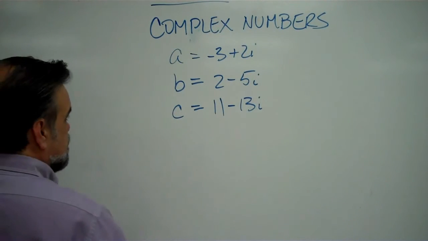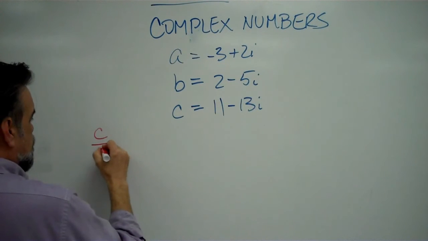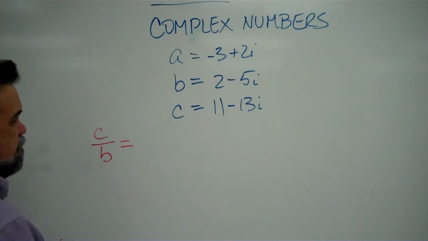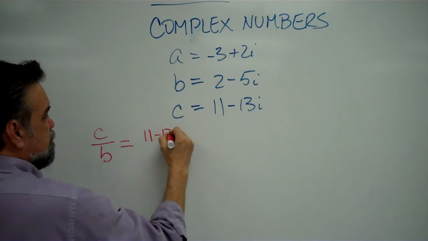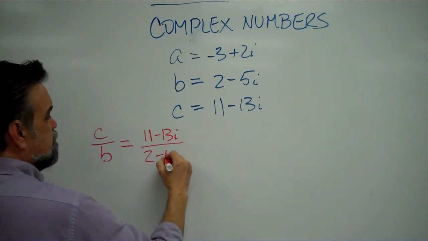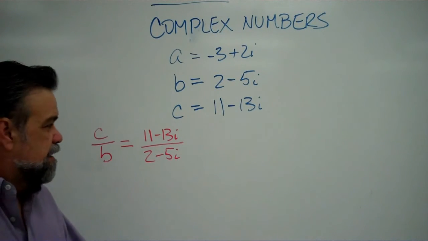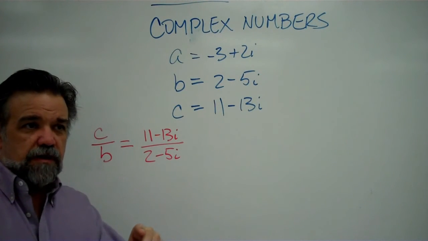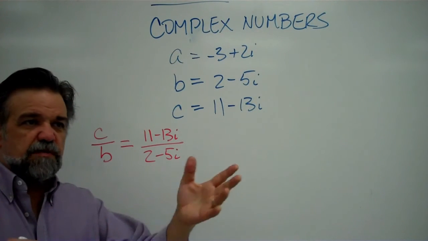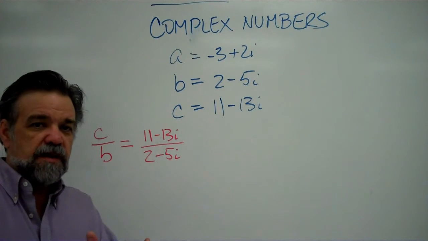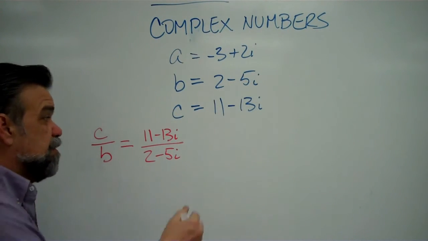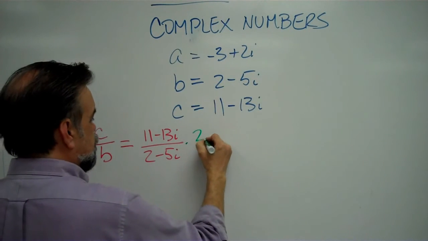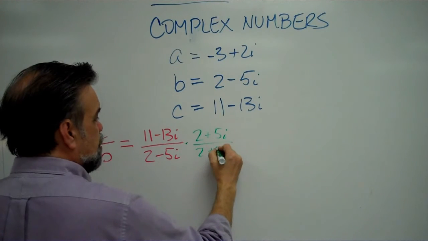Well, now let's try dividing. Let's divide C over B. Is that what I want to do? Yes, that is what I want to do. So that means I have 11 minus 13i divided by 2 minus 5i. Now, remember when we were rationalizing the denominator earlier in the course? What we would do is take our denominator, let's say we had 3 plus the square root of 2, we would multiply that times 3 minus the square root of 2 over 3 minus the square root of 2. We do the exact same thing here. We're going to multiply it times 2 plus 5i over 2 plus 5i.